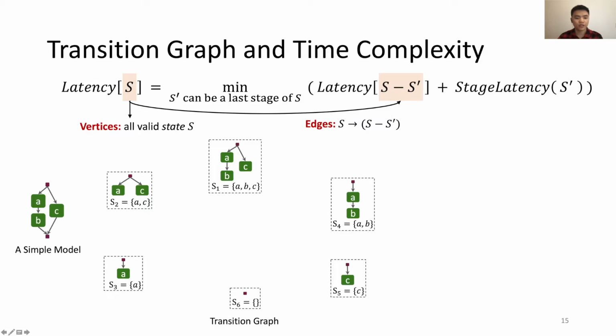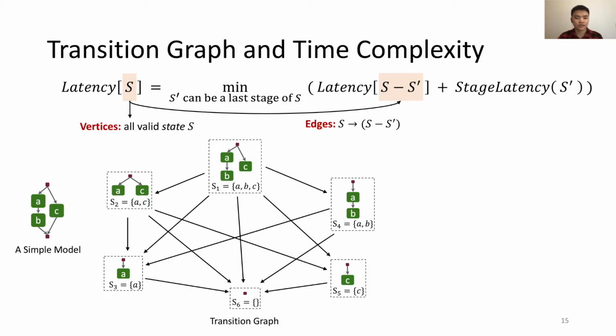For example, there is an edge from S1 to S2 when S1 S prime contains a single operator B. Here, S2 equals S1 minus S prime. Each edge corresponds to a stage and has its latency as weight. We put all edges here.